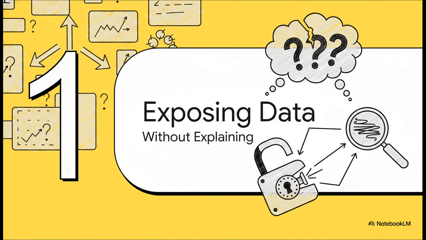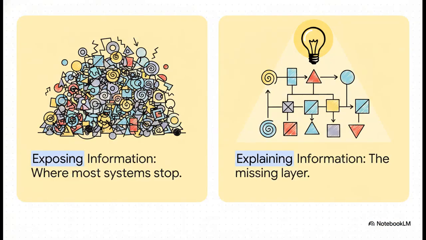Section 1. Exposing data without explaining. Now, what's really interesting here is the clear contrast between what we currently have and what we actually need. Most systems just stop at merely exposing information. They proudly dump raw data onto your lap, give you full access to the ledger, and go, there you go, total transparency. But as we just established, that's just noise.